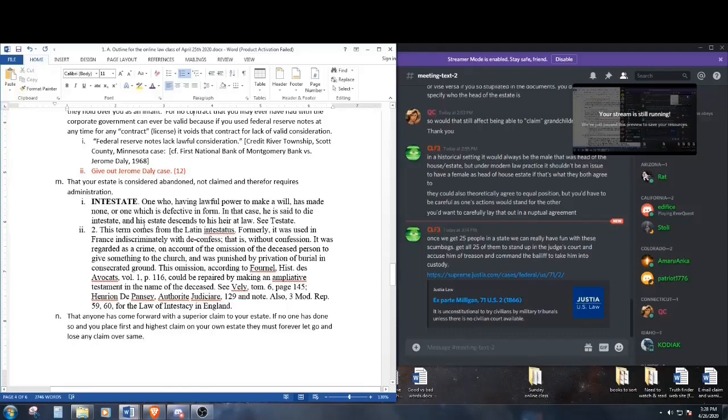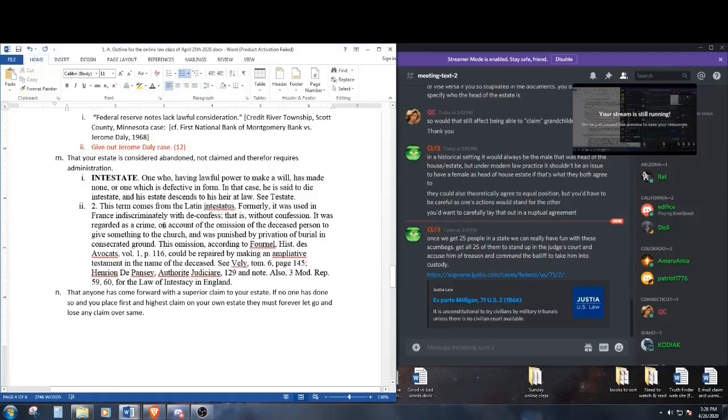So the word intestate, again, from Bouvier's: one who, having lawful power to make a will, has made none, or one which is defective in form. In that case, he is said to die intestate, and his estate descends to his heir at law. So when you're presumed dead after 7 years, did you write a will between the age of 1 and 7? Not usually. So this term comes from the Latin.